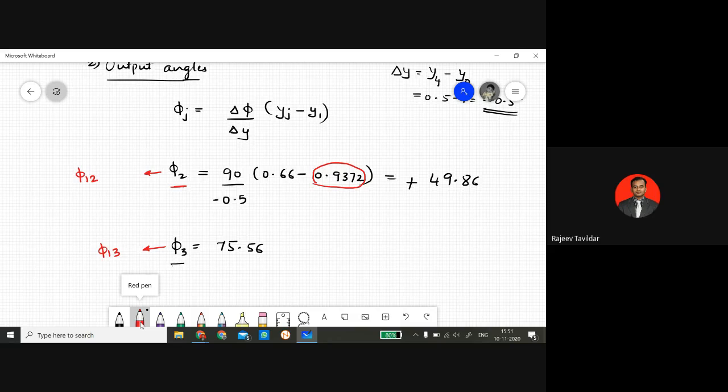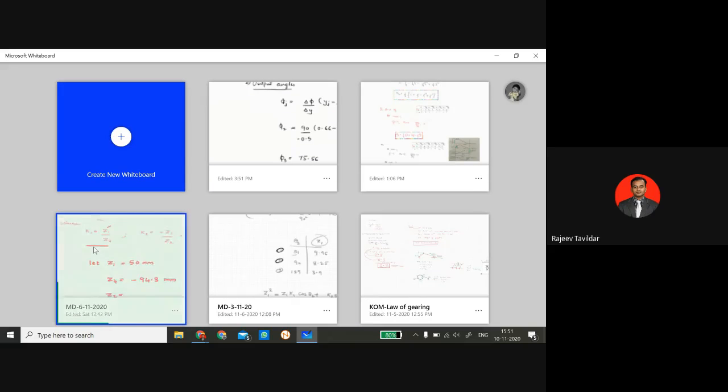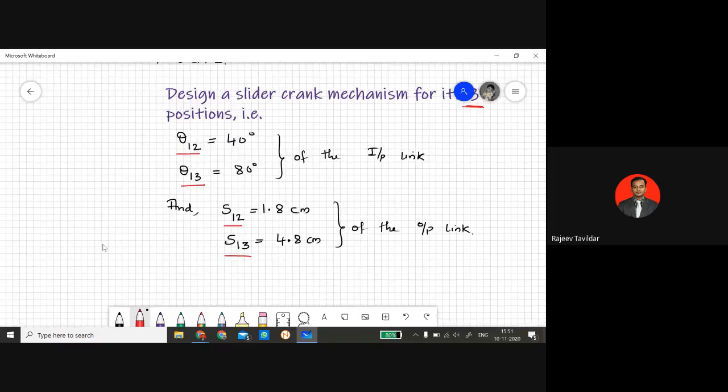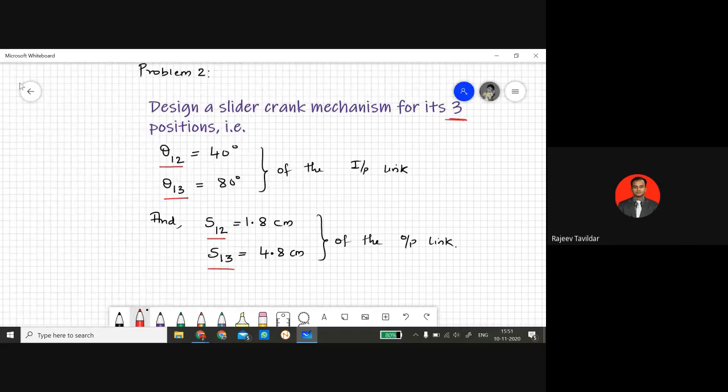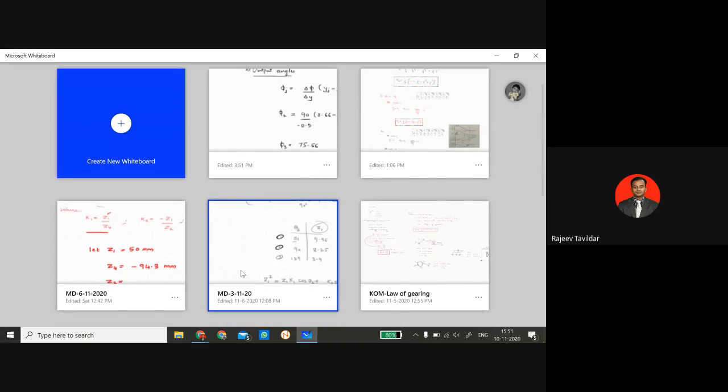In the previous problem, what I've done is I've added our assumption of phi 1, phi 0,1. In this problem, it is already given to us. Yes, sir. Let me just check whether I can go to that. Over here, this is the second problem, the slider crank mechanism. So, first row, third one, I think. First row, third.